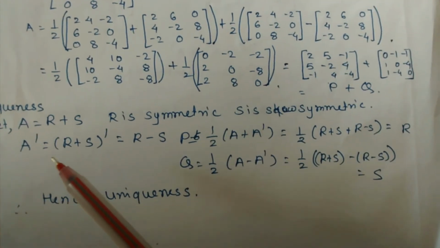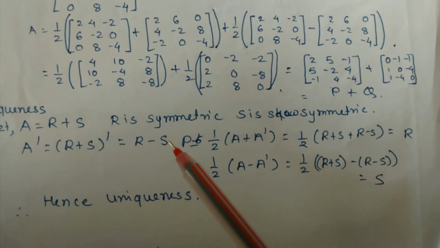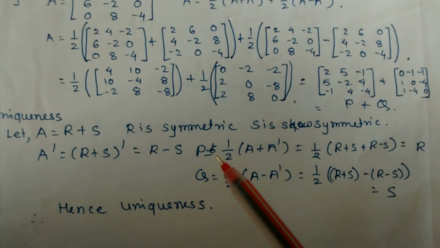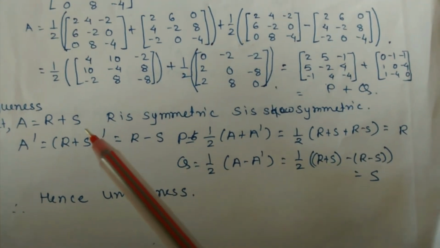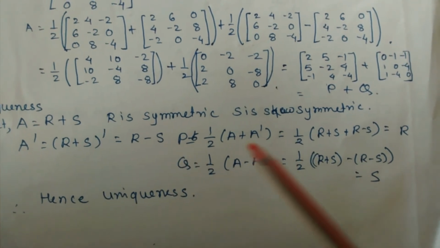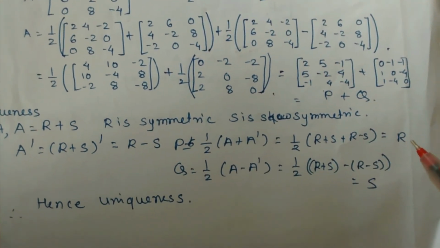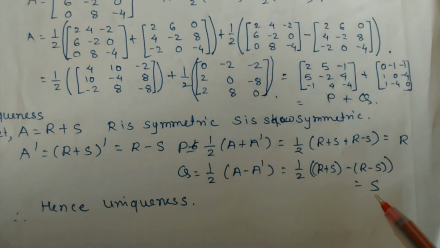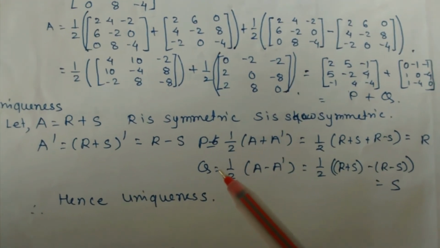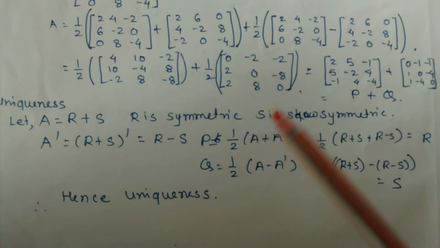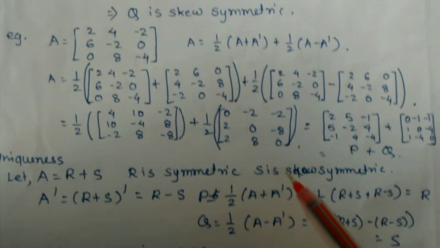Now come to the A transpose. A transpose is R minus S. Now P is 1/2 (A + A transpose). Put the value of A as R plus S and A transpose as R minus S here. You will get P equals R and Q equals S. Therefore, the representation, that is A as a sum of symmetric and skew symmetric, is unique.